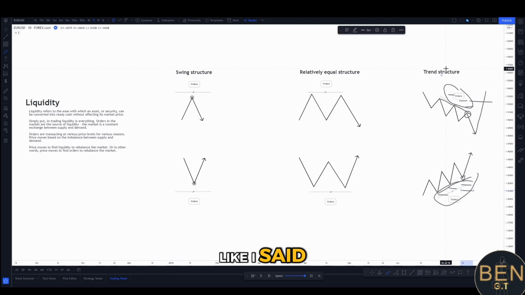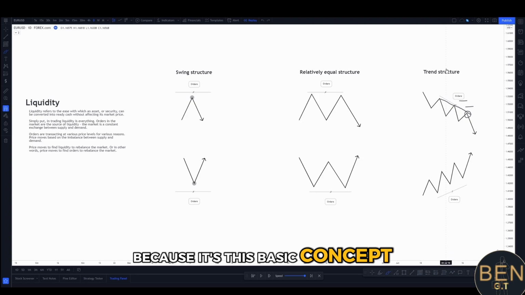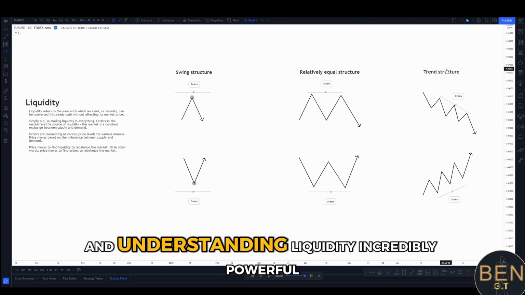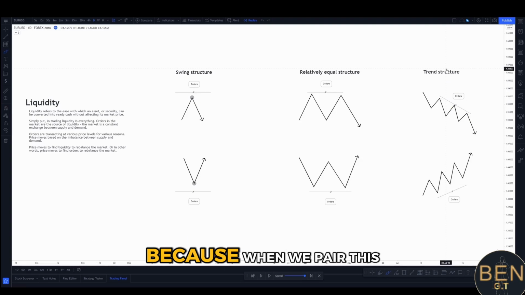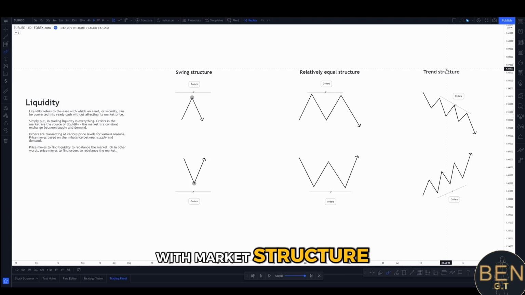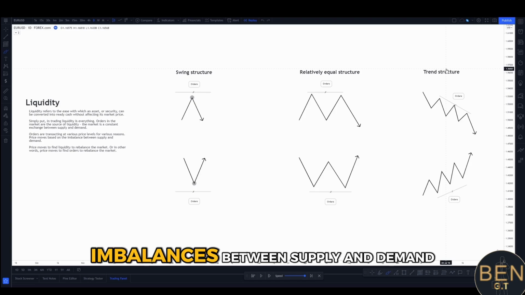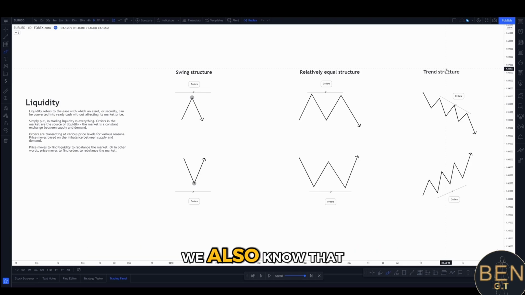Again, like I said, I would repeat myself several times, because it's this basic concept that makes liquidity and understanding liquidity incredibly powerful. Because when we pair this with market structure, when we pair this with supply and demand, we have a full sense of understanding of what's happening on the charts, because we know we are trading supply and demand. We are looking for the imbalances between supply and demand. We also know that we use market structure as our basis of understanding trend and where price is likely to go. We pair that with supply and demand.